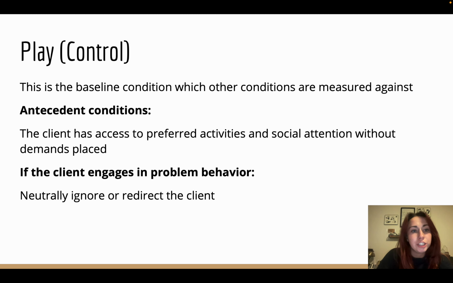So the first condition is the play or control. This is going to be the baseline, which the other conditions will measure against. What that's going to look like is the client will have access to any preferred activities or reinforcers, social attention, and there's not going to be any demands placed. So if the client does engage in problem behavior, you're going to neutrally ignore or redirect the client.